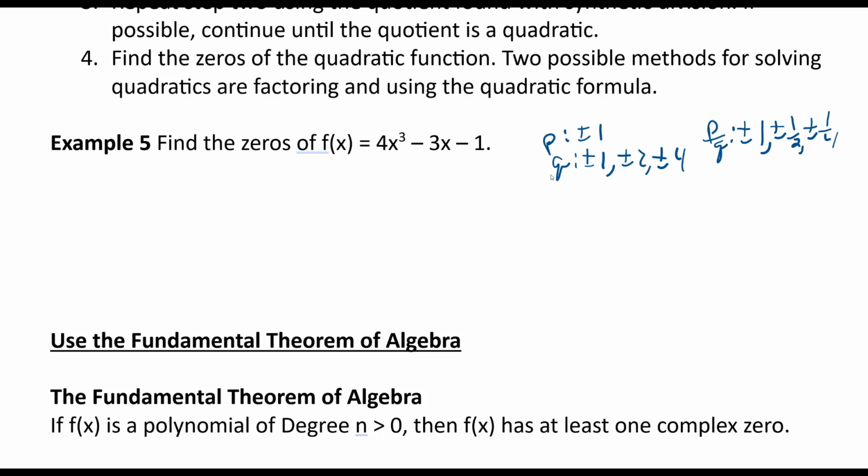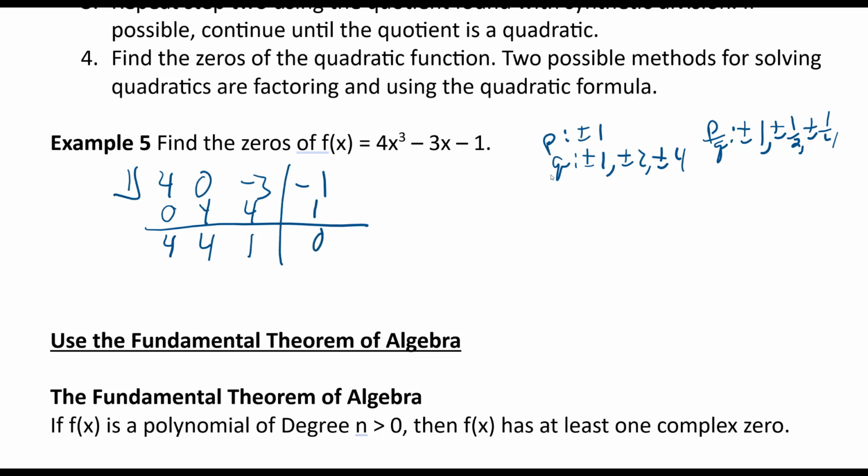So I'm going to start with, I think the easiest thing is the 1. And we have 4, then we have 0 because there's no x squared, and then we have negative 3, and then negative 1. And 4 plus 0 is 4. 1 times 4 is 4. 4 plus 0 is 4. 1 times 4 is 4. Negative 3 plus 4 is 1. 1 times 1 is 1. And hey, look at that. That's a 0. So now what we're left with is 4x squared plus 4x plus 1.